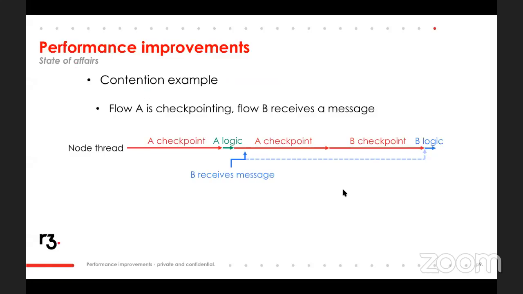So just an example of what's happening. In this picture, there are two flows executing, A and B, and B receives a message while A is checkpointing. That means that we cannot do any handling of the message for B. We have to wait until A checkpoints, and then we'll need to do another checkpoint to persist the received message, and only then can we resume B with the received message.